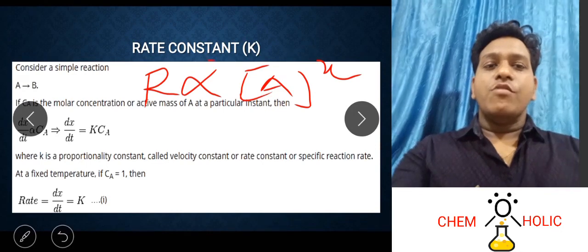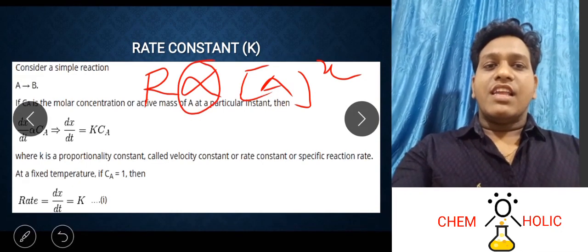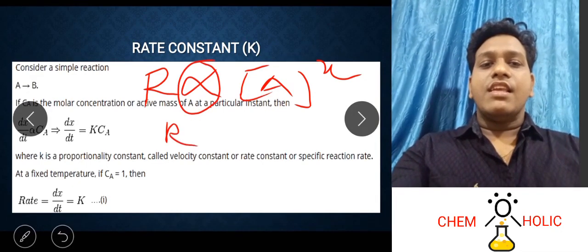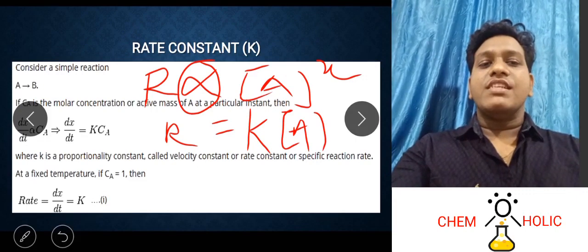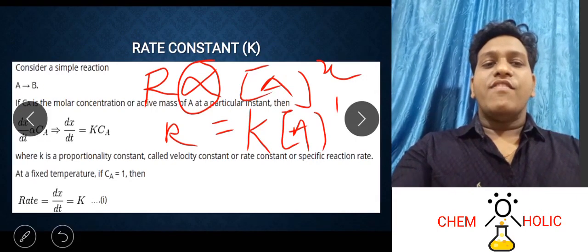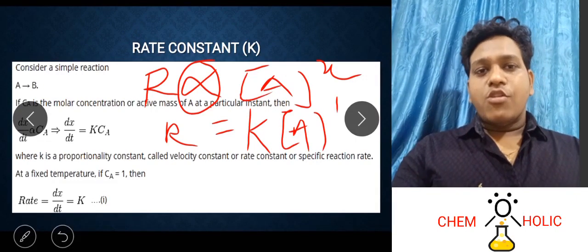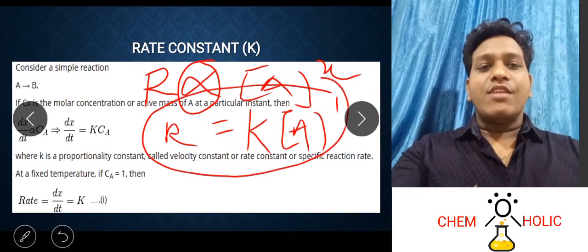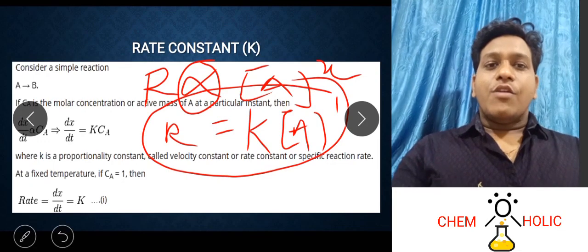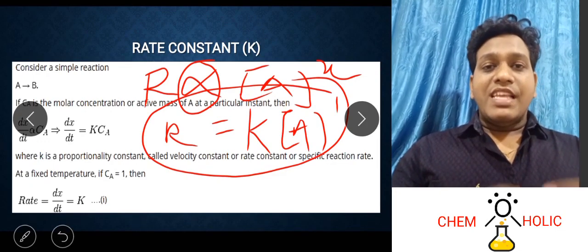If you remove the proportionality sign, you get rate is equal to K into A raised to whatever the coefficient is. If there is no coefficient, it's 1. If any coefficient is there, then you need to put that coefficient. So you get this equation, and this equation is called the rate equation. Okay, so again I'm repeating, please make a note.